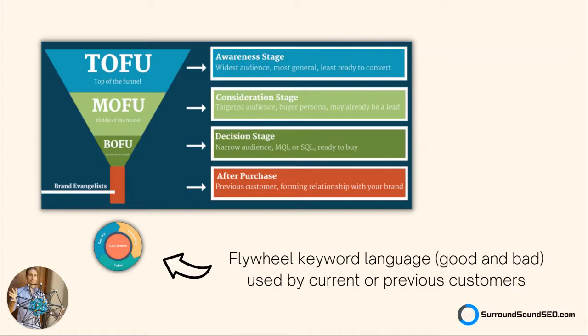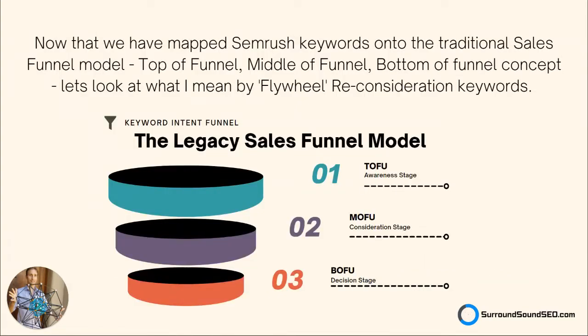Flywheel keyword language, good or bad, is used by current and previous customers, not just necessarily optimizing for content on the web. These platforms will embrace user-generated content and encourage it, like Trustpilot, and that user-generated content, good or bad, will contribute to the ranking of your brand. Think about this for a second. Review sites use content generated by users, good or bad, to rank for your brand and oftentimes outrank your own website. So now that we've mapped SEMrush keywords onto traditional sales models, top of funnel, middle of funnel, bottom of funnel, let's look at what I mean by flywheel reconsideration keywords even more.